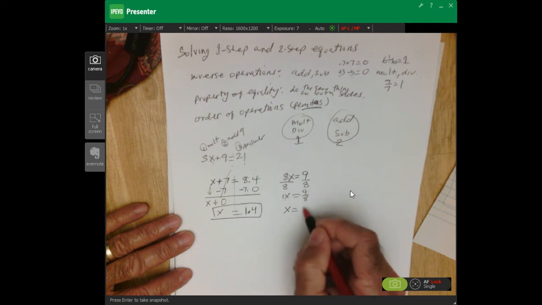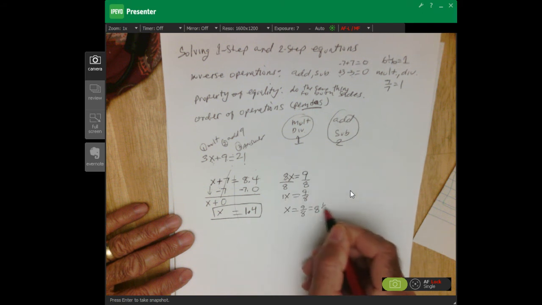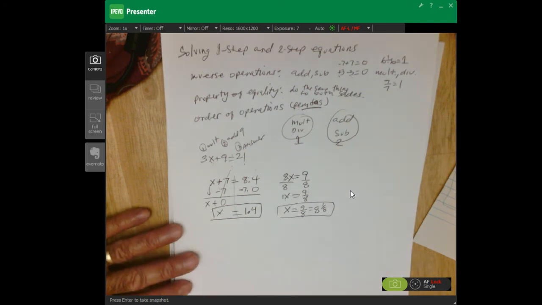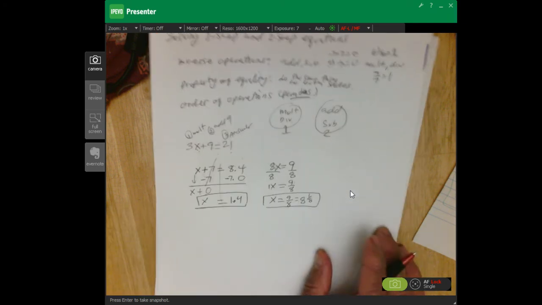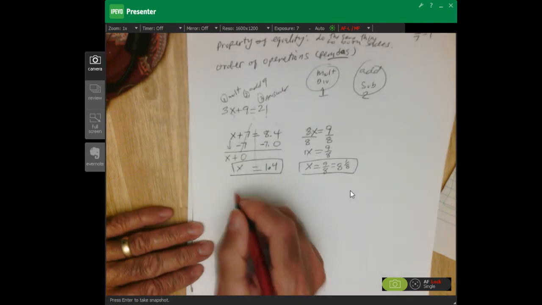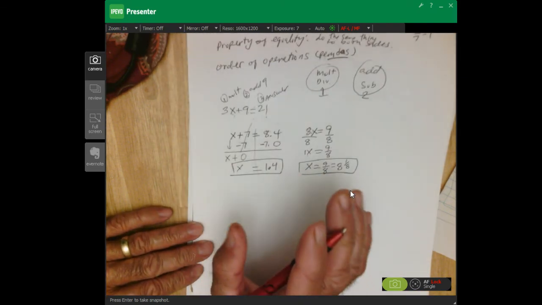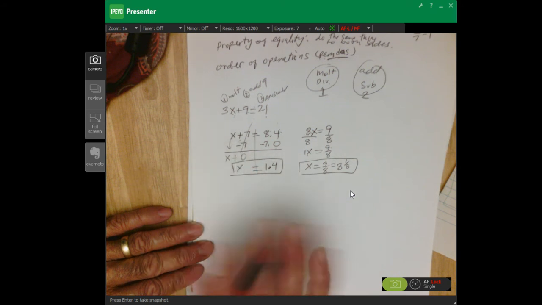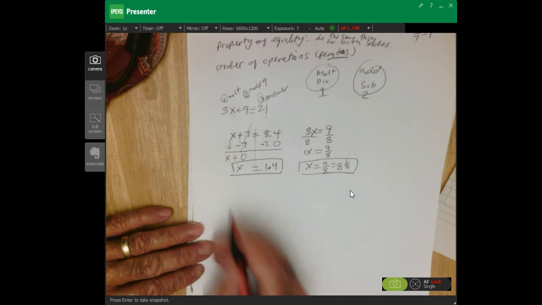So we can keep that as an improper fraction, or we can write it as 1 and 1/8. Or you can change it to a decimal, 1.125. Okay. Now, so we haven't had to worry about order of operations at all because we only had one operation. We don't have to worry about which one comes first.